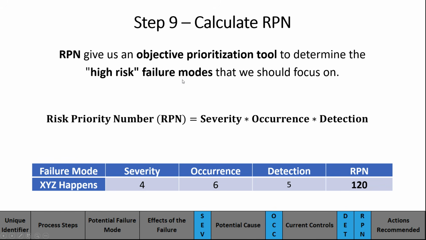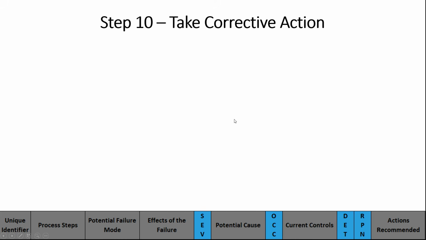The reason that we like RPN and the reason that RPN is so valuable is it gives you an objective prioritization tool. When you go through the FMEA process, you're going to identify hundreds, if not thousands, of failure modes, and you cannot work on all of them at the same time. You need a tool to help you prioritize and focus your time on the highest risk or the highest priority failure modes in terms of corrective actions. So the risk priority number is a great tool to help you focus your corrective actions, which is step 10 in the process.